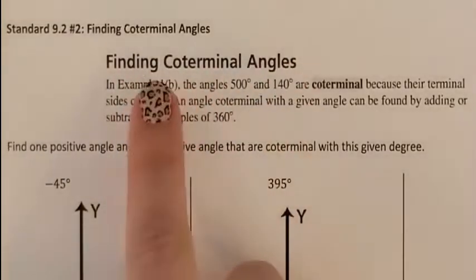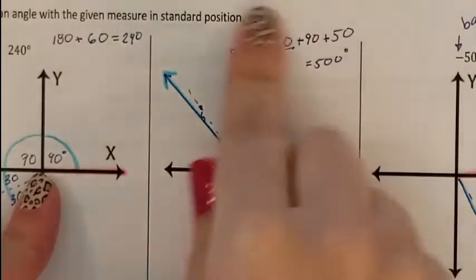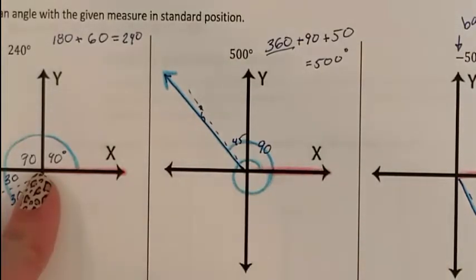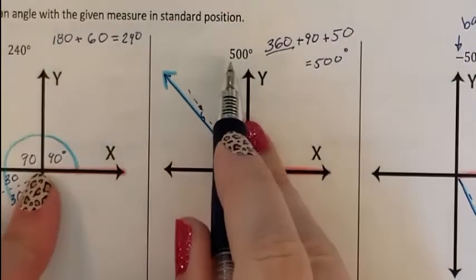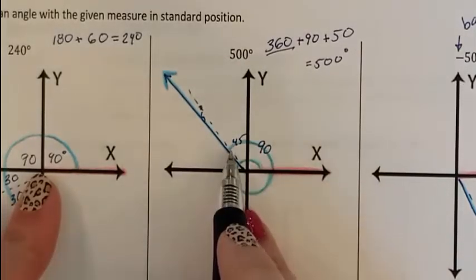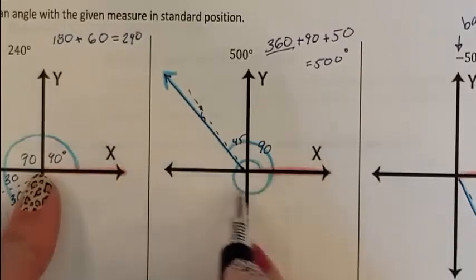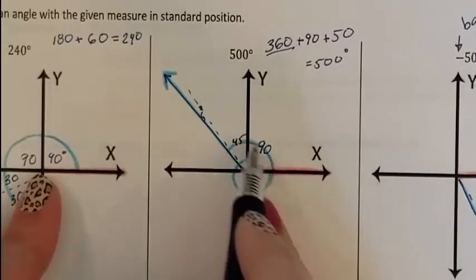So in finding a coterminal angle, we're going to look back to one of our examples in the previous video. This middle problem we did in a previous video is a coterminal angle. And why is it a coterminal angle? It's because the 500 degrees had us go all the way around and then continue. 500 degrees is the same as, what if we didn't go all the way around? What if we just went this?